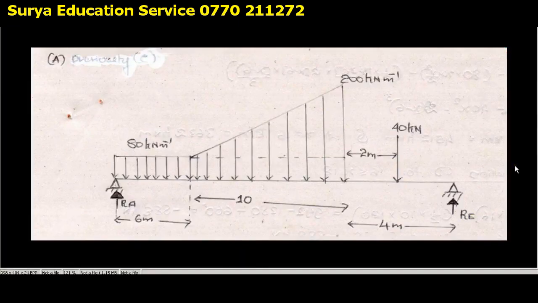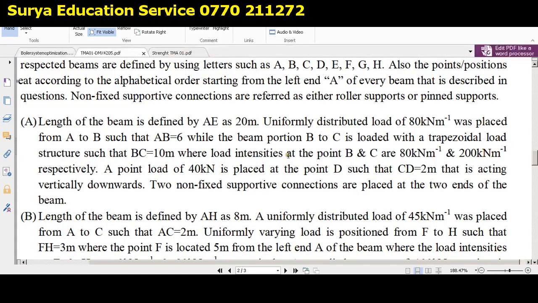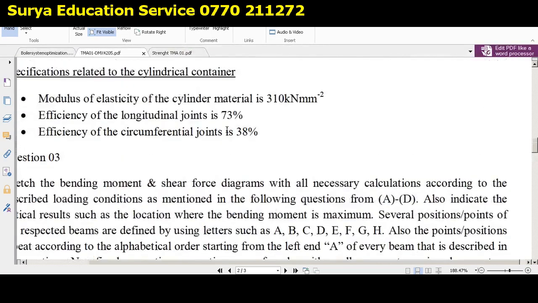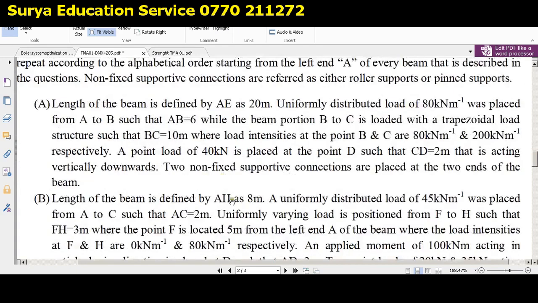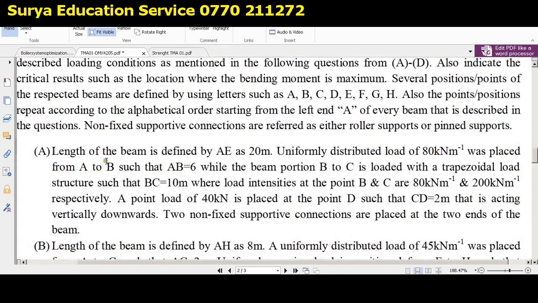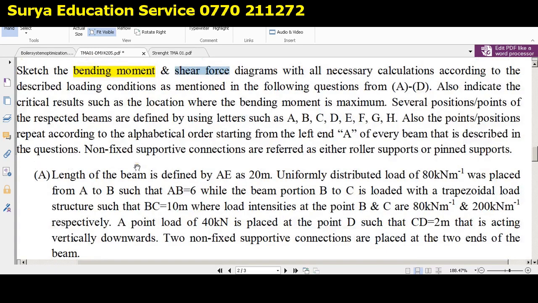So that is the first thing that you need to understand. Now you know the diagram, everything is clear. What the problem says is to sketch the bending moment and the shear force diagram with all necessary calculations according to the described loading condition. Because there are certain parts of this question, today I will be discussing only this part. Later I will discuss the rest of the questions.